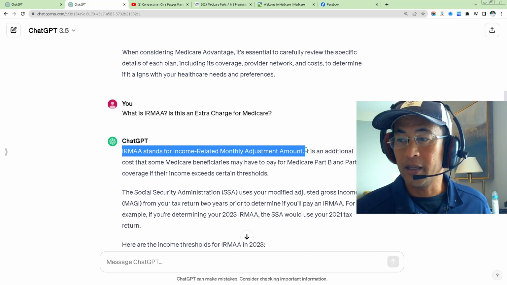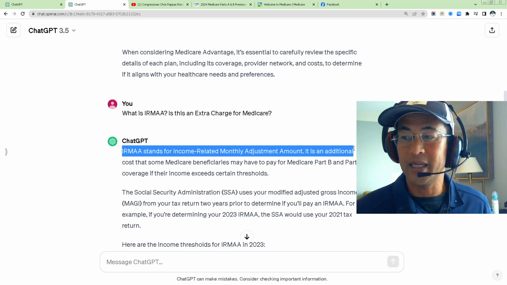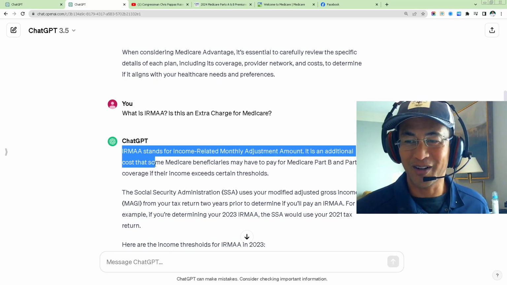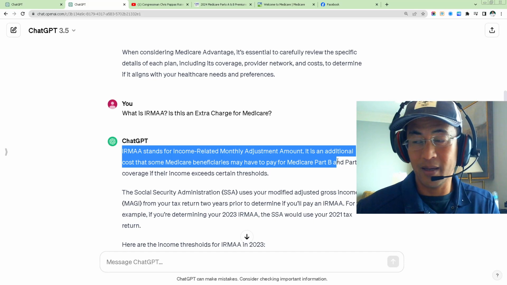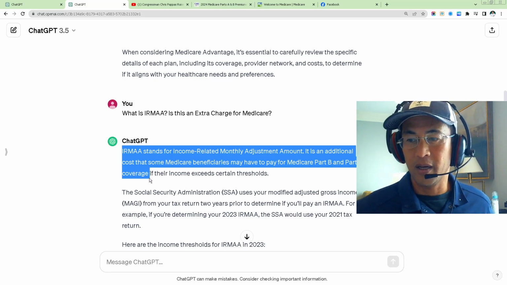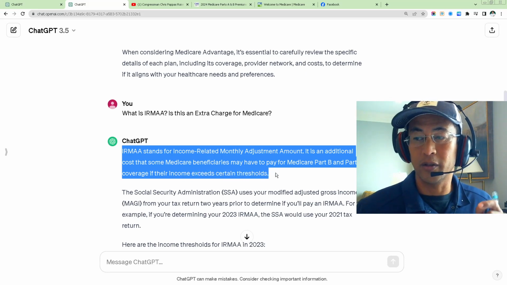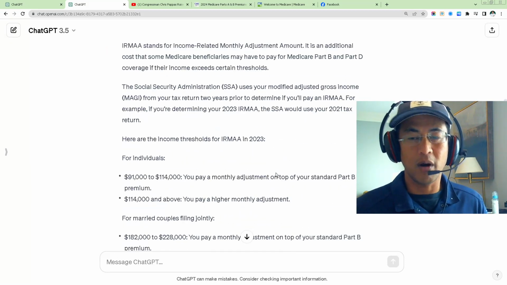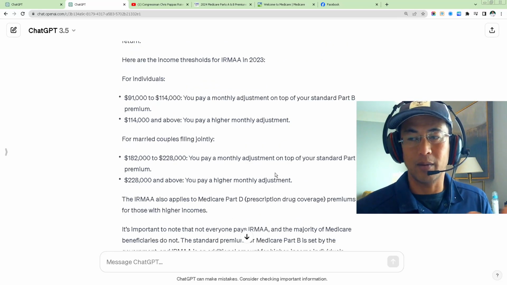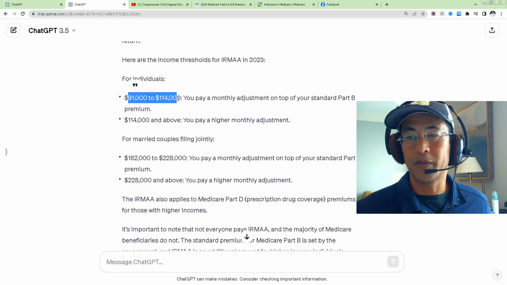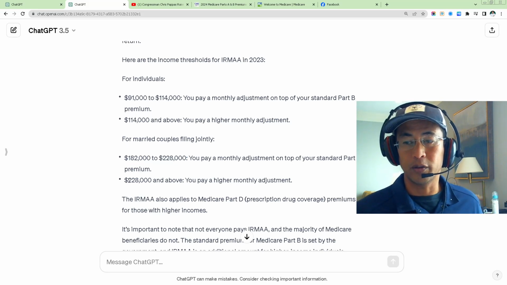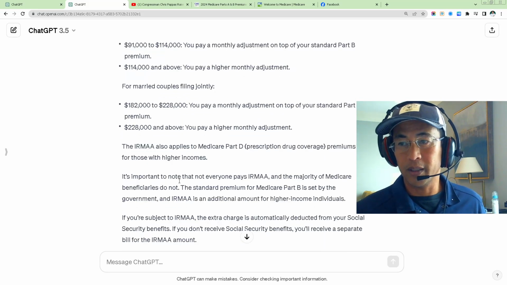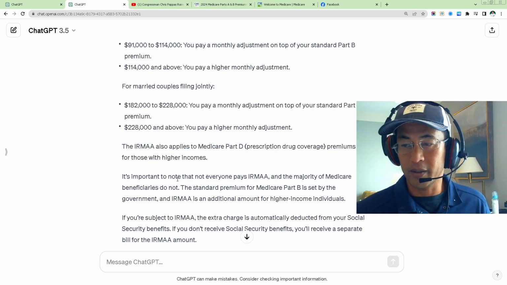So the IRMAA charge is an additional cost that some Medicare beneficiaries may have to pay for Medicare Part B, which is medical insurance, and Medicare Part D, drug coverage, if their income exceeds certain thresholds. So again, if you're a higher income earner, the more you make, the more you'll pay. Here are the thresholds if you filed individually. Here are the thresholds if you filed jointly as a married couple.